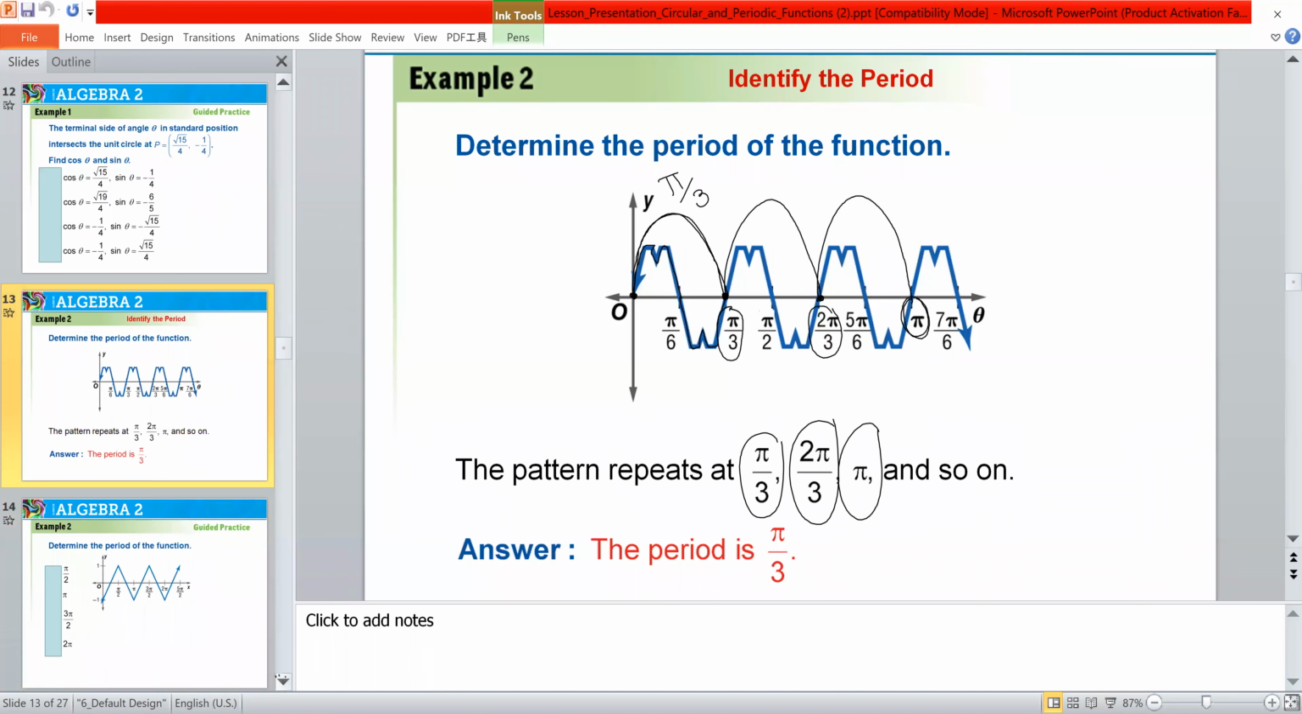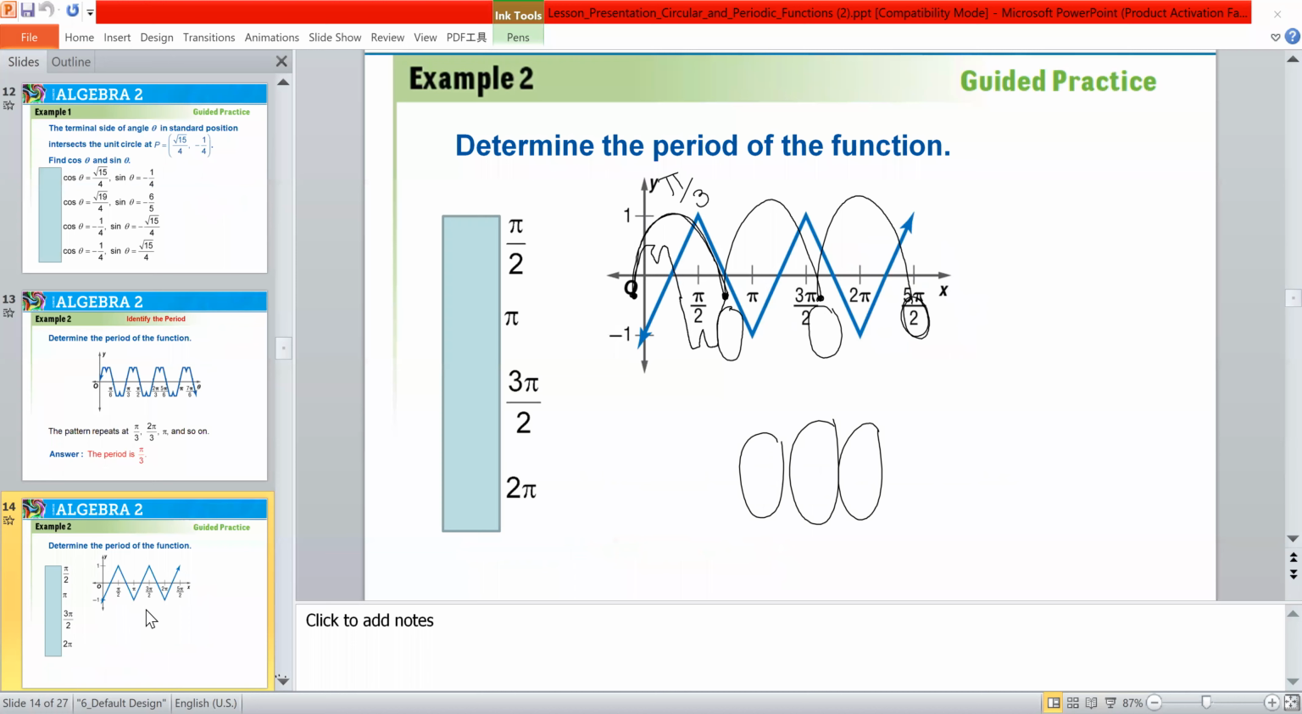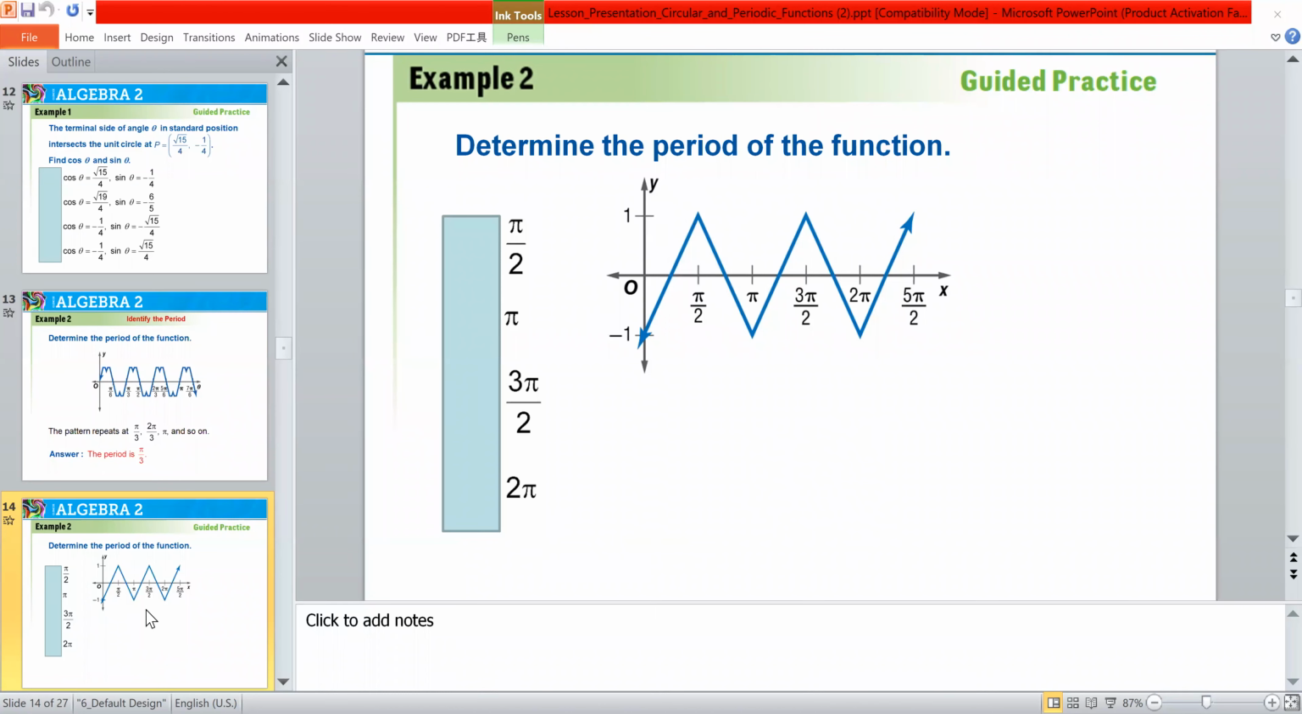An example. Let's start an example with Nasser. Nasser, I need to determine the period of this function. Nasser, we start from which number?